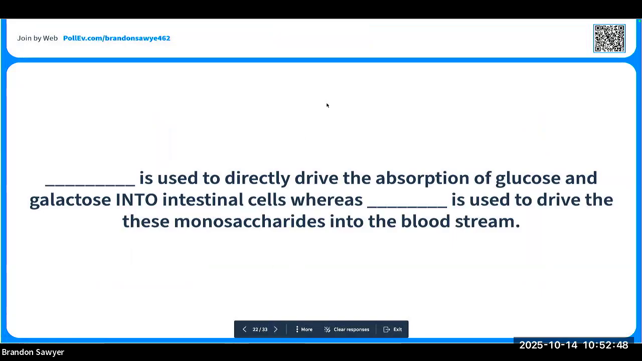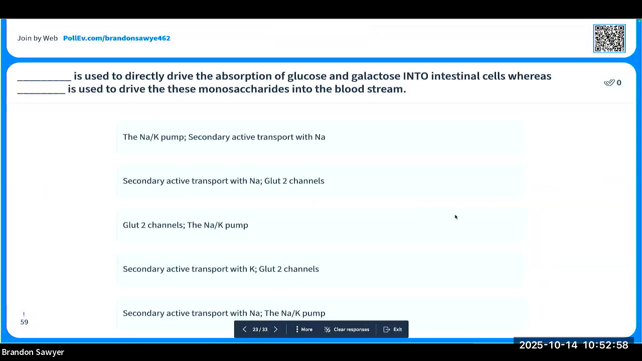All right. Two parts to this one. Blank is used directly to drive the absorption of glucose and galactose into intestinal cells, whereas blank is used to drive these monosaccharides into the bloodstream. Semicolon is what separates the two.